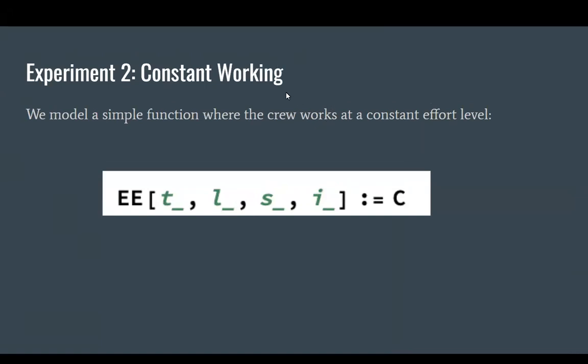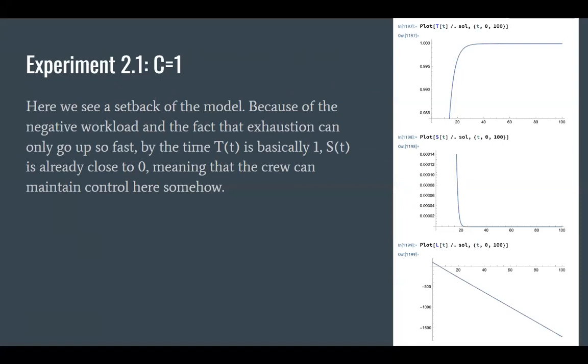In our second experiment, we modeled a simple function where the crew works at a constant effort level throughout the day. If c equals 1, we see that we have a bit of a setback because of the negative workload and the fact that exhaustion can only go up so fast. So by the time fatigue is basically 1, stress is already at around 0. So the crew ends up maintaining control of the situation, even though they are completely exhausted.